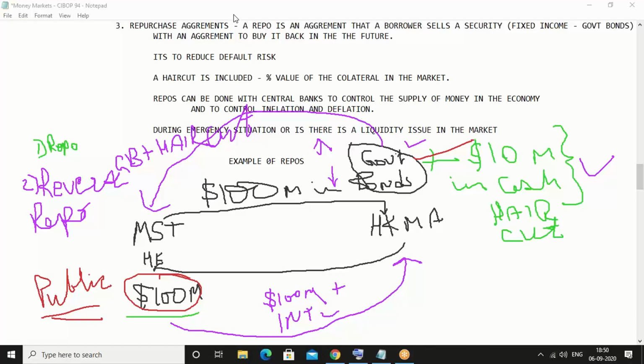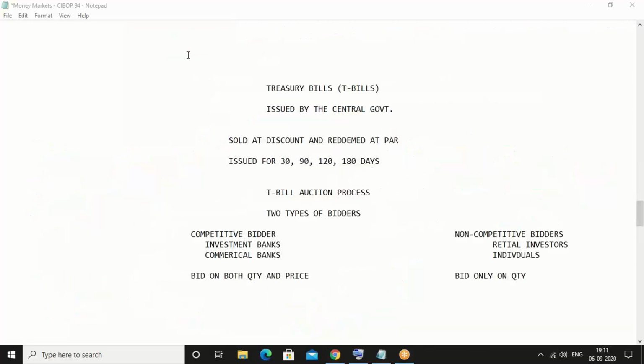money market instrument, which is treasury bills. Now, when we talk about treasury bills, this is obviously issued by the central government. In this case, we're specifically talking about US treasury bills. Even in India, we also call them T-bills, but we're talking largely from the US markets perspective. So this is issued by the central government, obviously.